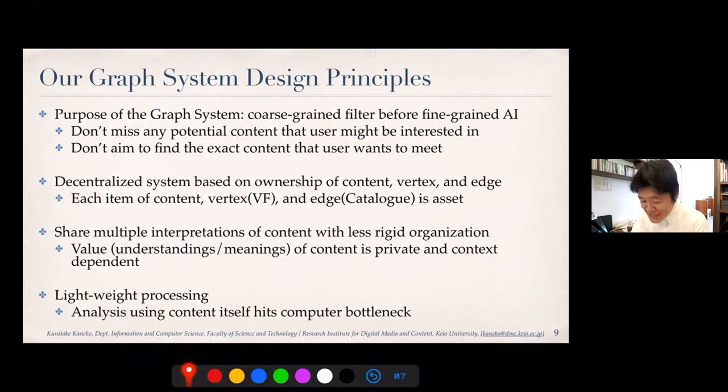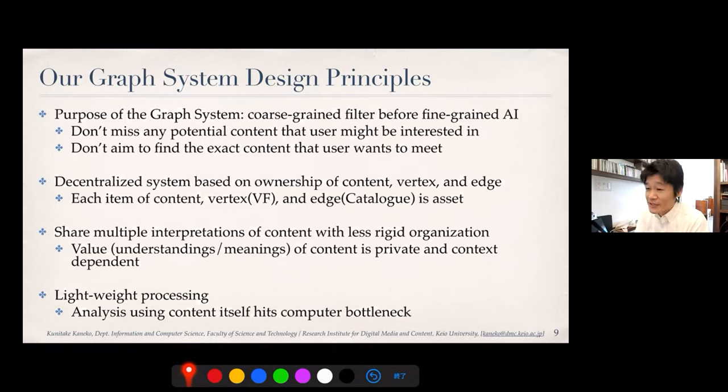So our graph system design principle: my graph system doesn't miss any potential content. That is the important thing, okay? Don't aim to find the exact content you want to meet, right? It means AI is now focusing on fine-grained content filtering. But my idea of this network is a coarse grain before the fine-grained AI. So it means inserting a layer as a coarse-grain filter, keeping the potential contents, and then showing them to the fine-grained system.